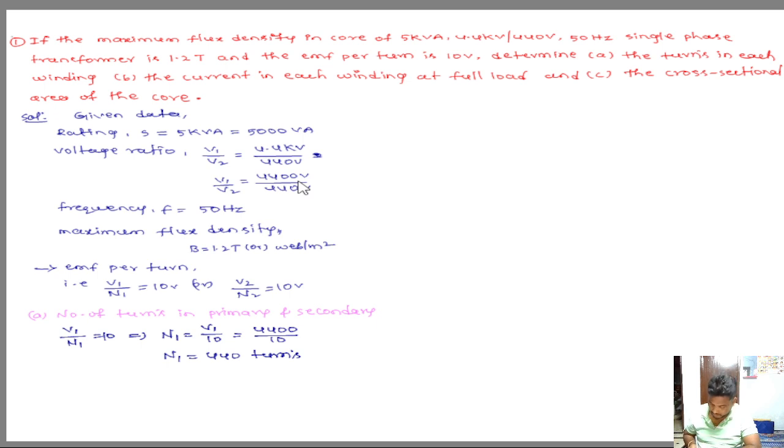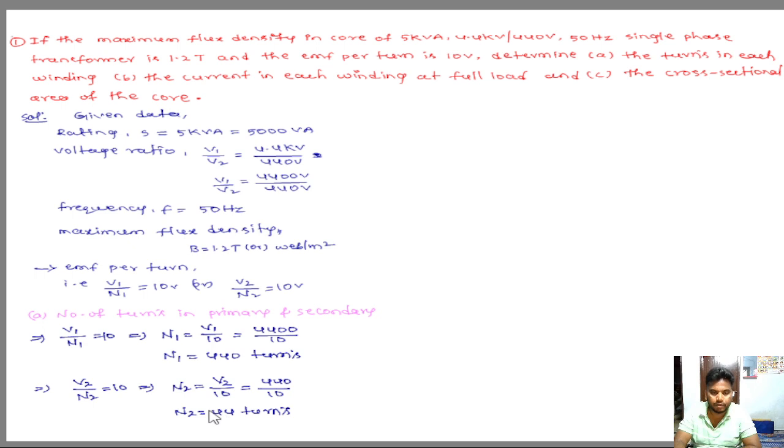440 turns are available in the primary of the transformer. Next, I am considering EMF per turn in the secondary: V2 by N2 is equal to 10. From this, N2 is equal to V2 by 10. What is the value of V2? It is 440. So 440 by 10. Therefore, N2 is equal to 44 turns. 44 turns are available in the secondary. This is the first part.